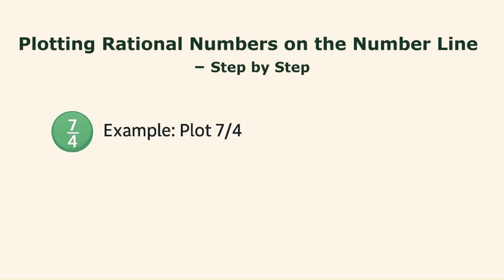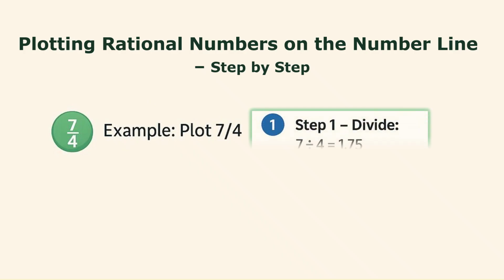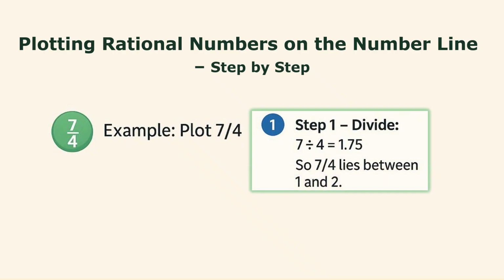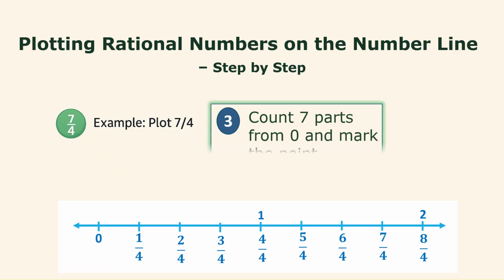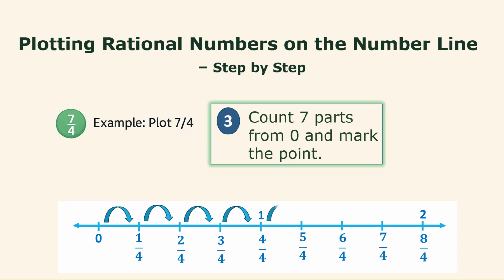Let's plot 7/4 on the number line. Step 1 is we divide. 7 divided by 4 gives us 1.75. So it lies between 1 and 2. In step 2, we divide the space between the whole numbers into 4 equal parts. Why 4? Because the denominator is 4. Since the numerator is 7, we count 7 steps from 0. 1/4, 2/4, 3/4, all the way to 7/4.